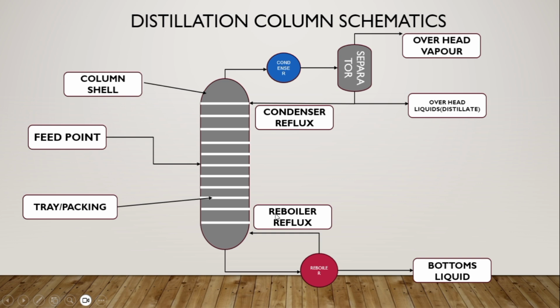Then it's basically called the reflux, the reboiler reflux, the quantity, the substance going back inside the distillation column. It's called the reboiler reflux. And for the condenser, the one going back to the condenser, reflux. And just at the top here, we have a separator.